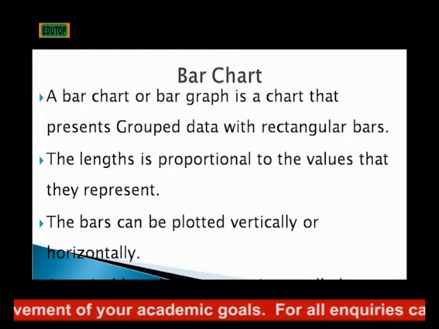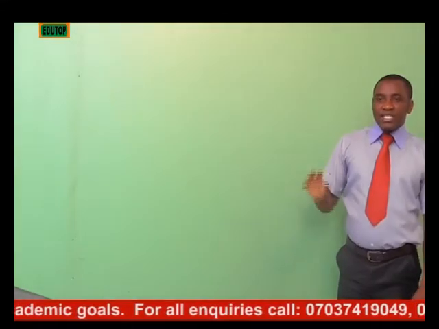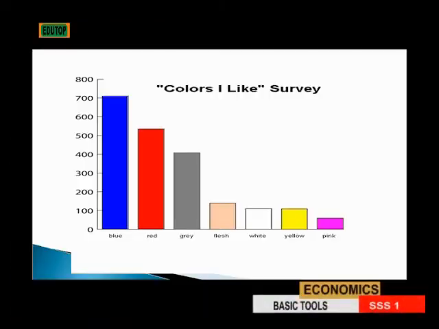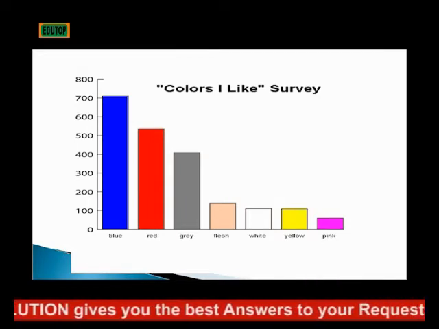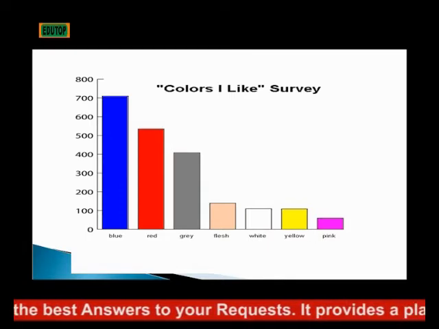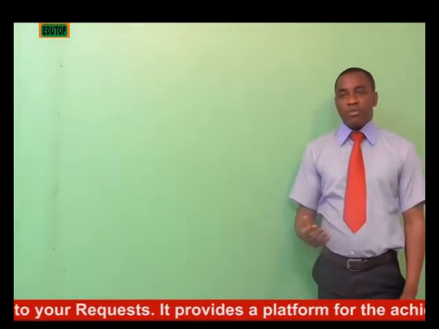The bars can be plotted vertically and horizontally. The vertical bar is sometimes called a column bar, and this is an example. We can see it is painted in different colors, so as to make it distinct and clear to the viewers.